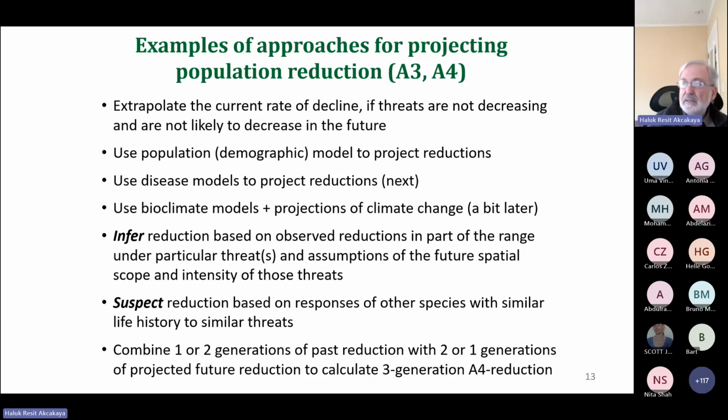Now, an important thing about criterion A4 is that usually it's difficult to project reductions in the future for 3 generations, which is required under criterion A3. But you may be able to project reductions for 1 generation. And then you can combine it with past reduction of 2 generations of the species to calculate a 3-generation reduction under A4. That allows you to use a smaller projection window, which will result in increased confidence in the projection, and also go back only 2 generations, not 3 in the past, so that you can use more recent data. That combination is very useful for those cases.